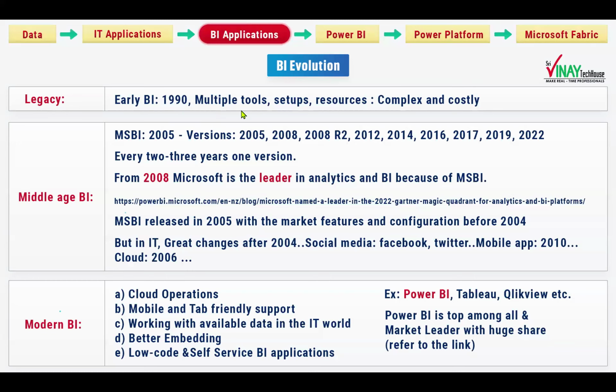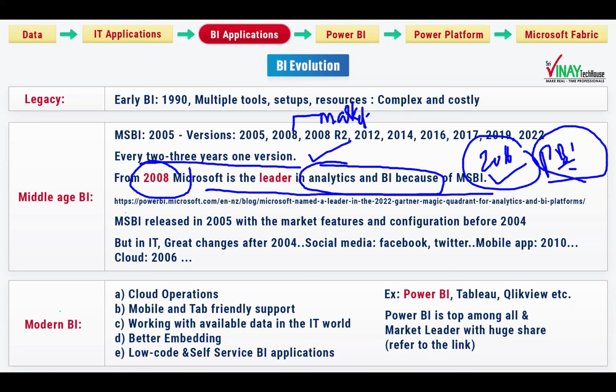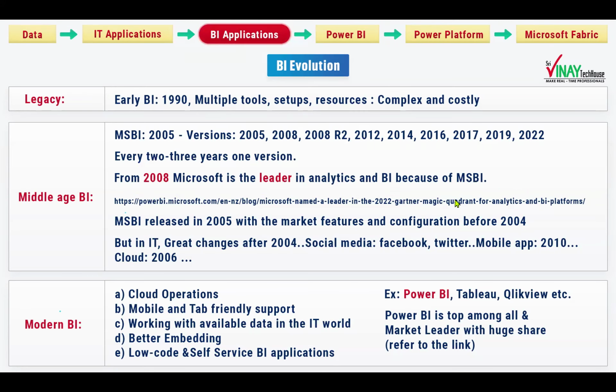Legacy, early BA in the 90s: multiple tools, multiple setups, multiple resources, complex and costly. And middle-age BA, MSBA from 2005, 2008, 2012, 2014, 2016, 2017, 2019, 2022. Every 2 to 3 years, there is a new version. And from here, market leader. So 2008 onwards, Microsoft is a market leader in analytics and BA. But 2016 onwards, Power BI is continuing that leadership in analytics and BA. Why? What are the reasons that you need to learn? This demo will give you complete clarity on that part.